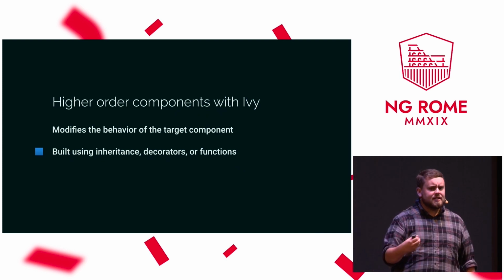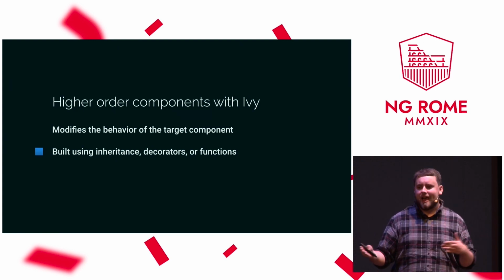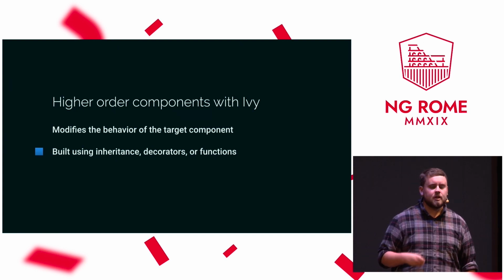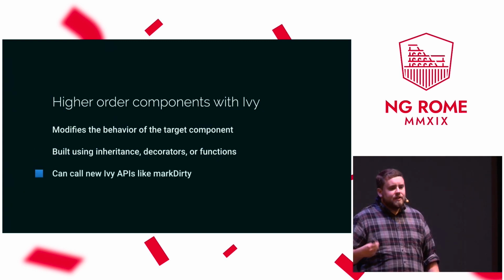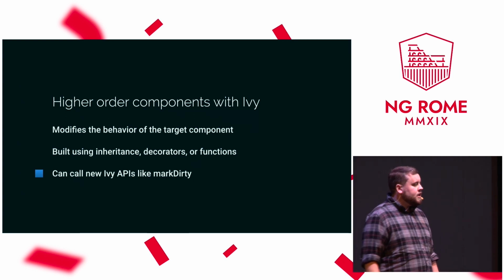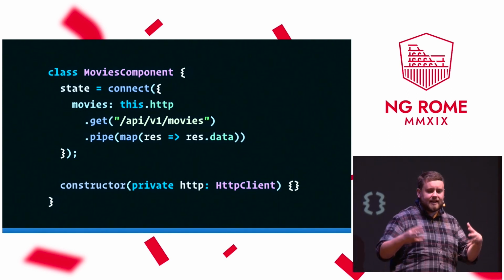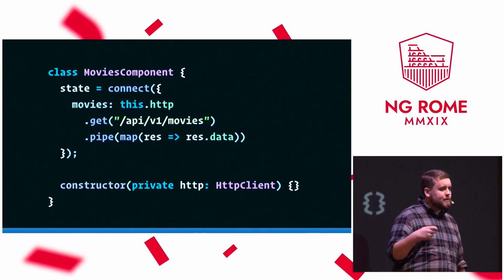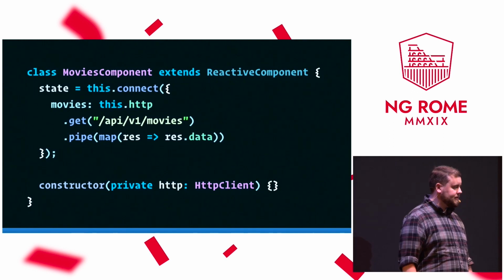But it'll be curious to see over the next coming years, as we start to build more things on top of Ivy, which path as a community we choose to follow. For this example, I'll use inheritance. And they can call these new Ivy APIs underneath the hood for us. So let's take a look. This is our API design. This has the connect hook that I've talked about. And I think we can get pretty close to this target API design with a higher order component.